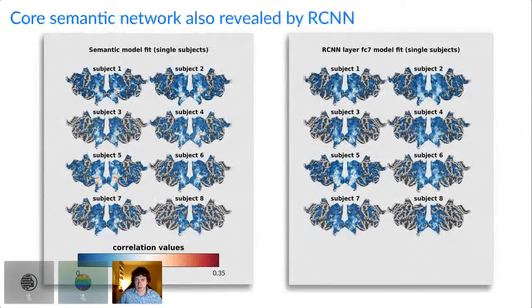Now, here on the right, I'm showing you the result from the last time point of the last layer before the output layer of this RCNN for the 8 subjects in the NSD study. Again, you can see how consistent those maps are across the 8 subjects, but you'll also notice how similar it is compared to the semantic model fits.